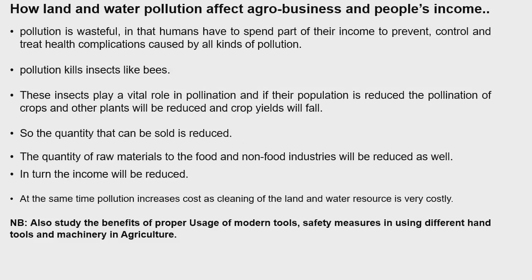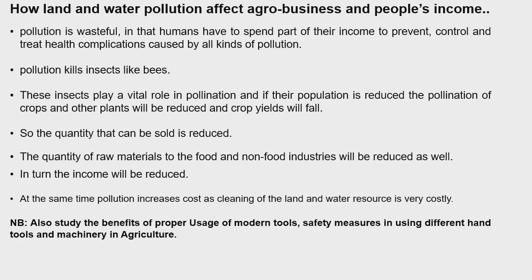Now, continuing with how land and water pollution affect agribusiness and people's income. As we say, pollution is wasteful in that humans have to spend part of their income to prevent, control and treat health complications caused by all kinds of pollution. That's why it's very important to avoid this type of pollution, because the moment it takes place, it's costly. People will spend a lot of money in order to control or eliminate this kind of pollution.